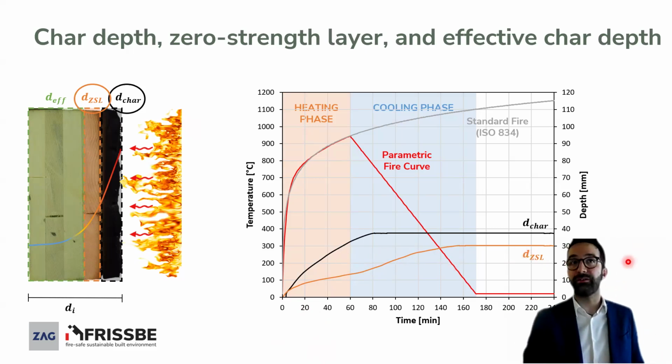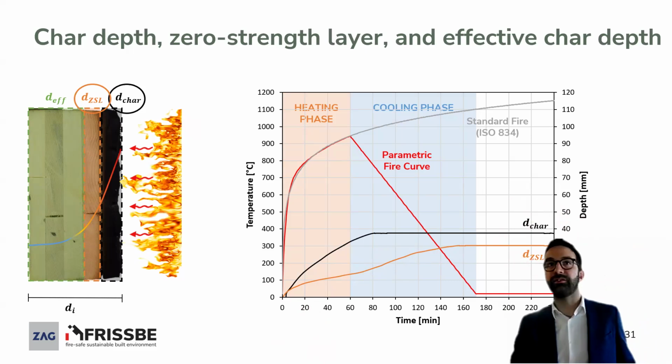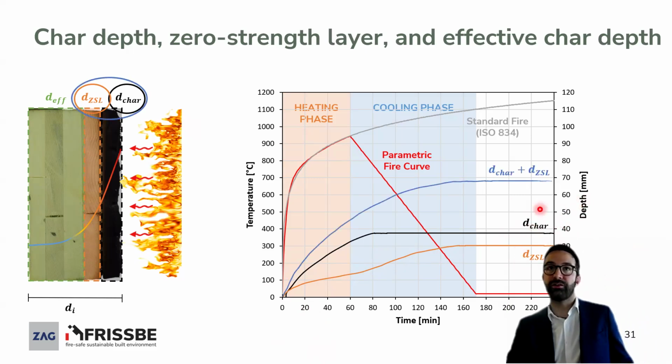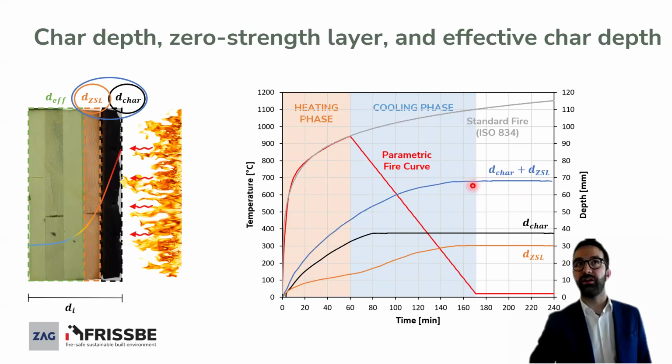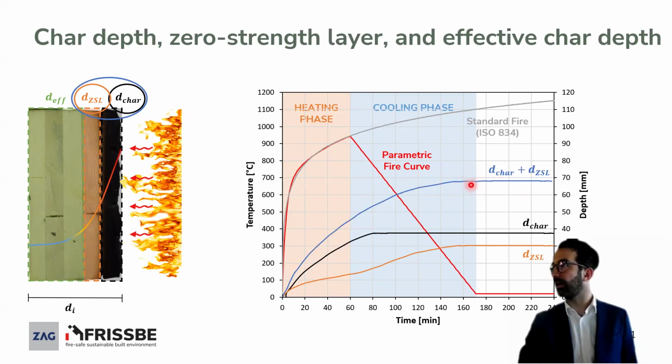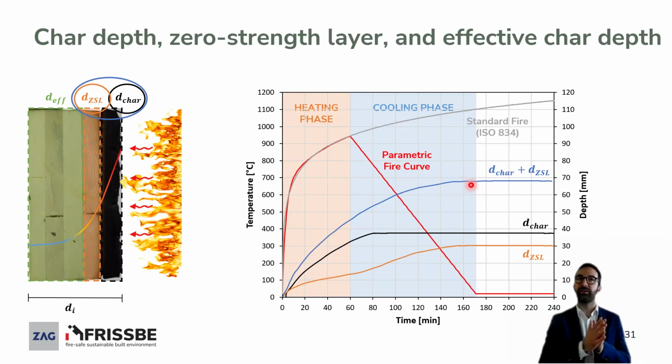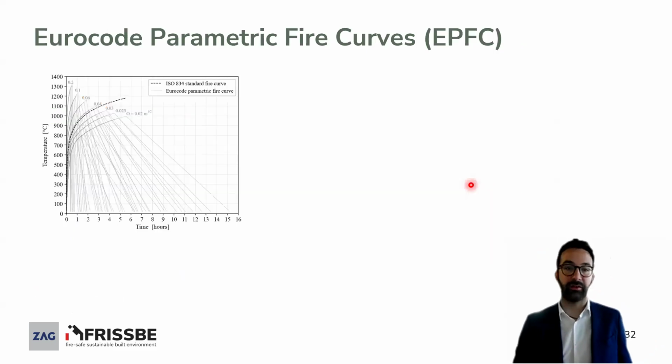And what is relevant to me is that in the end, the two values are comparable. We discussed between 30 and 38 for this specific problem. But then if you try to put the two of them together, trying to quantify the effective char depth, you see that actually the most critical condition is achieved almost close to the end of cooling. So you have to consider the whole scenario to properly assess the structure itself.